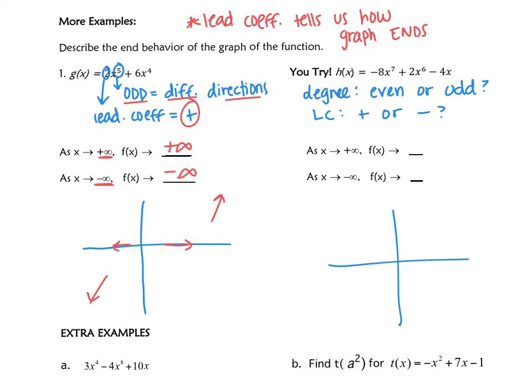Okay, I'm going to help you with this one a little bit. If we look at the degree, highest exponent, make sure you look at all the terms. In this case, the highest exponent is 7, which means we have an odd degree. Again, different directions. Leading coefficient is negative, which means we are ending down. When you come to class, we will go over the rest of this problem.